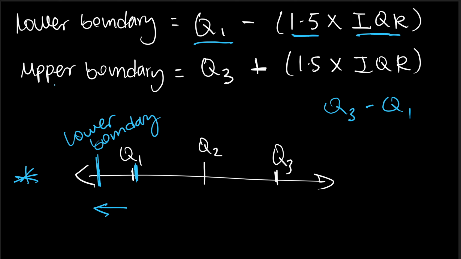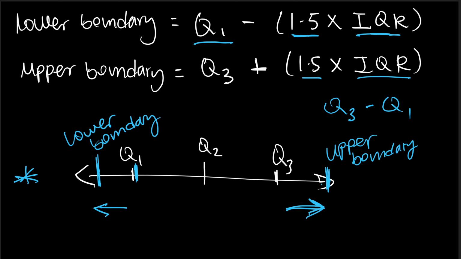Likewise, to calculate the upper boundary, it's going to be beyond the Q3 upper quartile point, right? Hence the reason you add 1.5 multiplied by the IQR, then you're going to get a number that's greater than Q3, somewhere over here, which is going to be the upper boundary. So anything beyond that number is going to be an outlier and excluded from your data set. Let's take a look at an example.